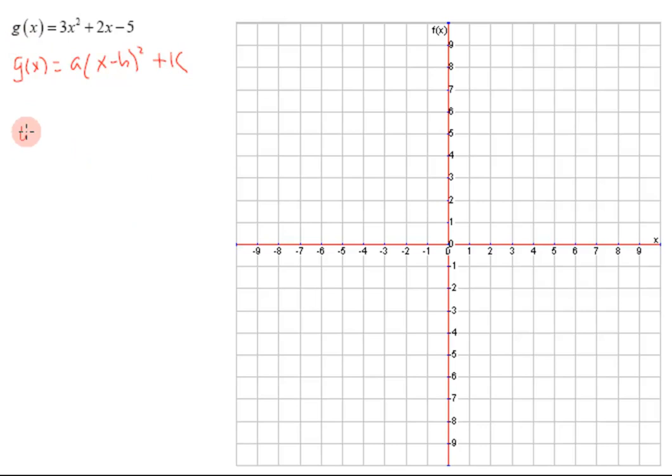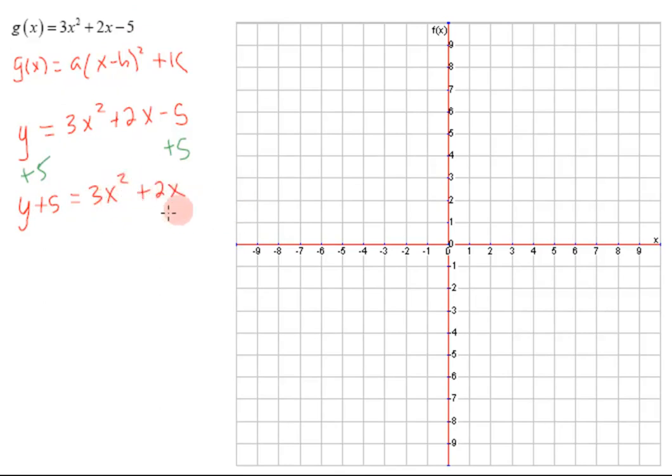The g of x I'm going to change to a y. Y equals 3x squared plus 2x minus 5. Now in the other video you can see that you could factor out a 3. I'm going to do it a little different here. I'm actually going to add a 5 to both sides and then divide by 3. So watch this. I go up here, I add a 5, y plus 5 equals 3x squared plus 2x.